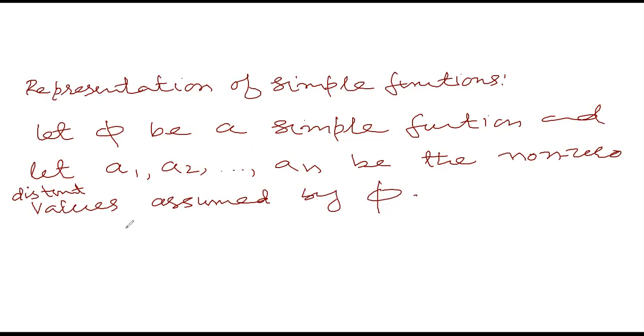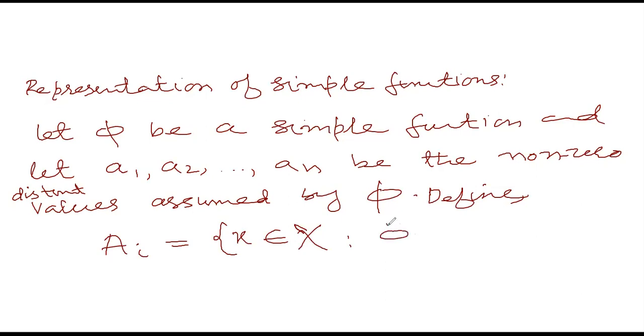Now let's define the following sets. Define the set for each non-zero value. Define the set capital Ai, which is equal to the set of x belonging to X such that phi of x is equal to ai. So we will see that these Ai's are measurable sets and they are also disjoint.